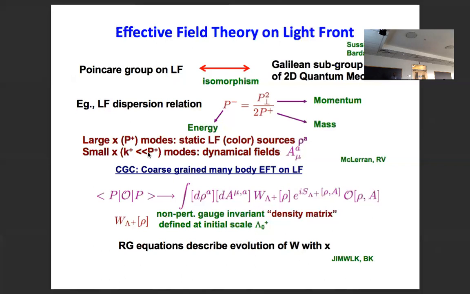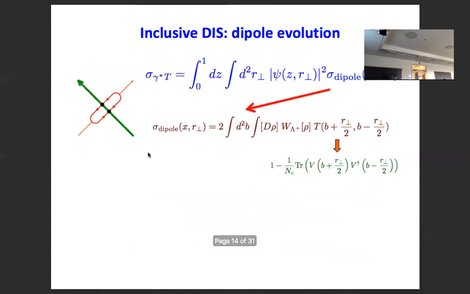And the evolution of this: there are renormalization group equations now. The requirement that this all be independent of this lambda separating the sources and fields is what gives you renormalization group equations that describe the evolution of X. And these are the JIMWLK and BK equations, which I'll describe in a second.